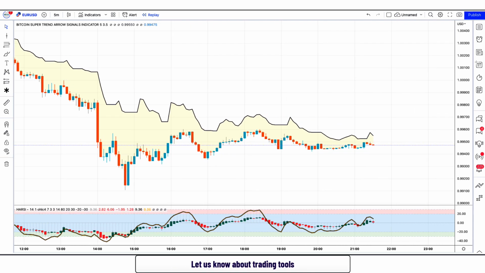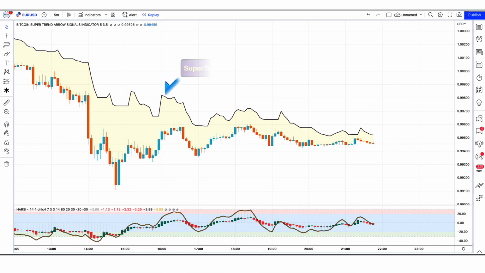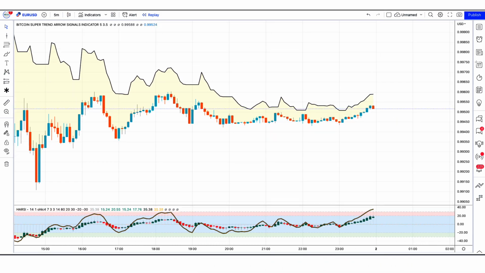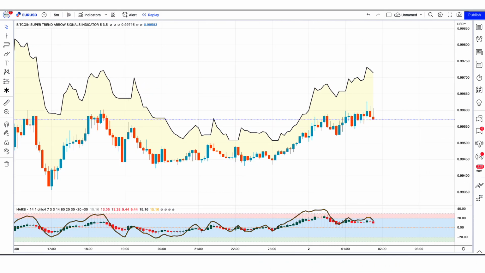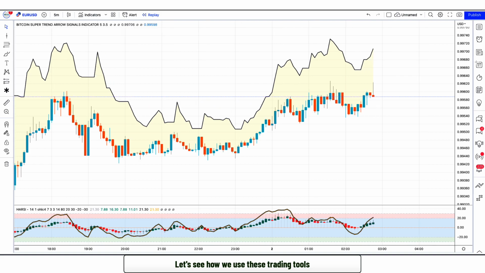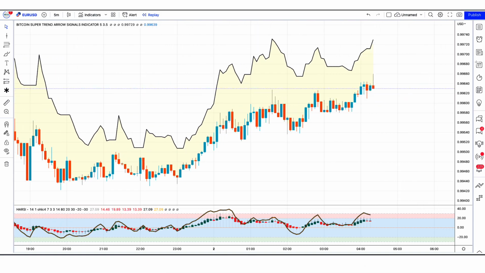First of all, let us know about the trading tools. The buy and sell signals indicator we see in the chart is called the Super Trend Arrow Signals indicator. As the name suggests, it will tell us about the trend. And the indicator at the bottom we call the Heiken Ashi RSI oscillator. These are all our trading tools. Further, we will explain the trading setup. Let's see how we use these trading tools. Let's start.